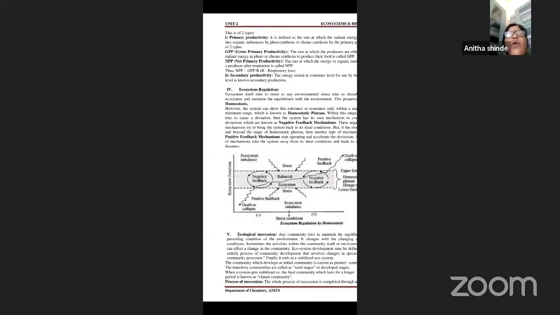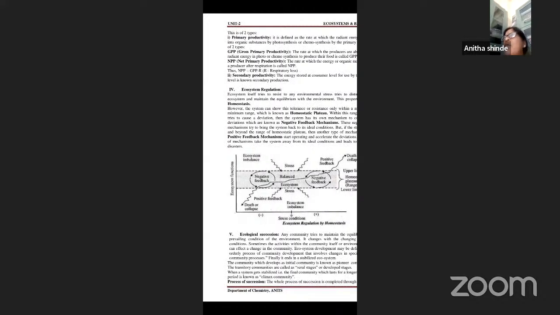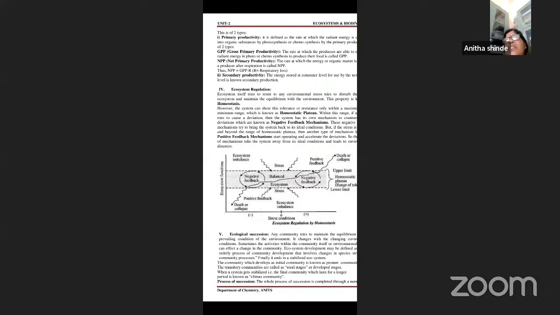Okay, the next is ecosystem regulation. Regulation is nothing but the maintenance or balancing of the environment. Here the ecosystem itself tries to resist any environmental stress. It tries to overcome disturbance to the normal ecosystem and maintain equilibrium within the environment. This property is called homeostasis. Because when there is an environment, definitely there will be some disturbance, so how the ecosystem tries to balance itself is what we call homeostasis. Homeostasis is nothing but maintaining the balance or equilibrium.